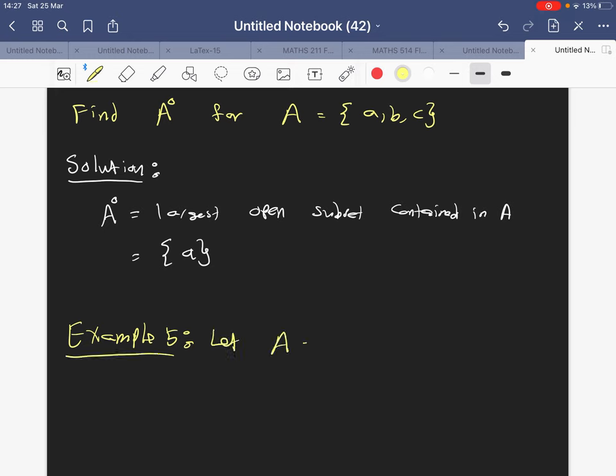Let A equal the closed interval [0, 1] in the Euclidean topology of R. Then the interior, which is the largest open subset, will be just the interval from 0 to 1 without the endpoints, because we need it to be an open subset. The open subsets in the Euclidean topology are intervals or unions of intervals, and the largest interval that can be in A is this one. So here is the interior.